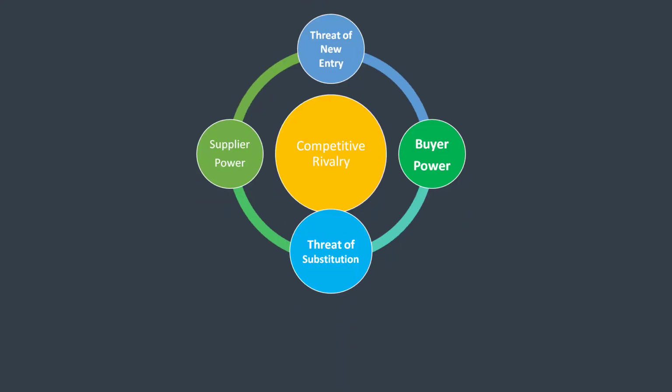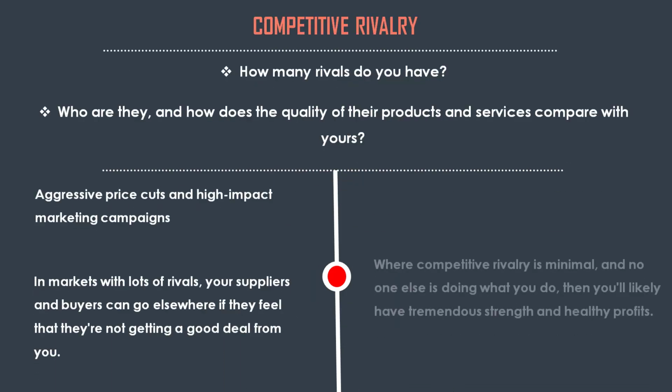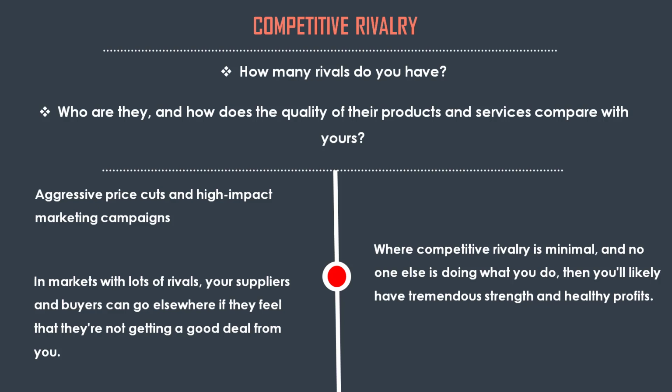Competitive rivalry. This looks at the number and strength of your competitors. How many rivals do you have, who are they, and how does the quality of their products and services compare with yours? Where rivalry is intense, companies can attract customers with aggressive price cuts and high-impact marketing campaigns. Also, in markets with lots of rivals, your suppliers and buyers can go elsewhere if they feel they are not getting a good deal from you. On the other hand, where competitive rivalry is minimal and no one else is doing what you do, then you will likely have tremendous strength and healthy profits.